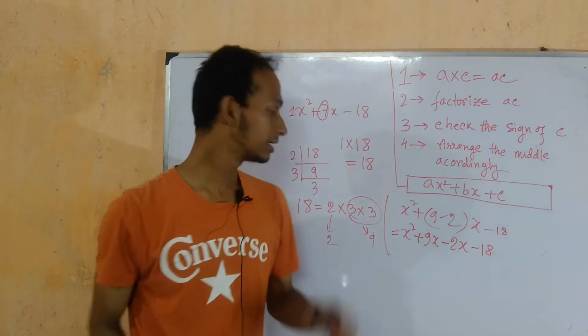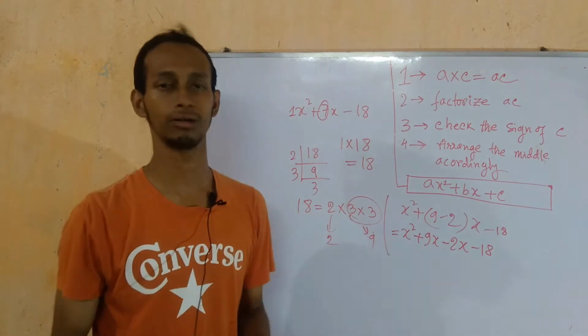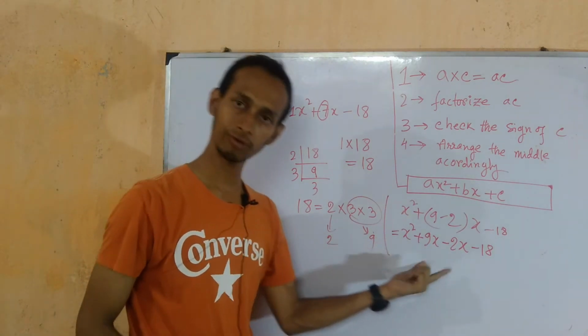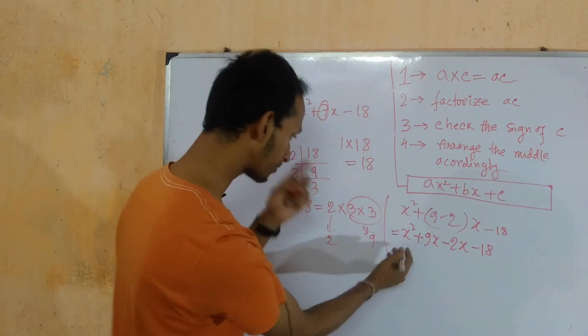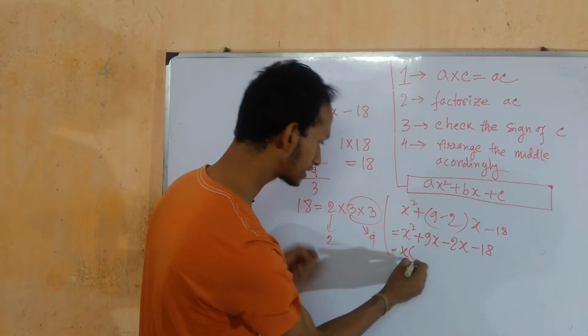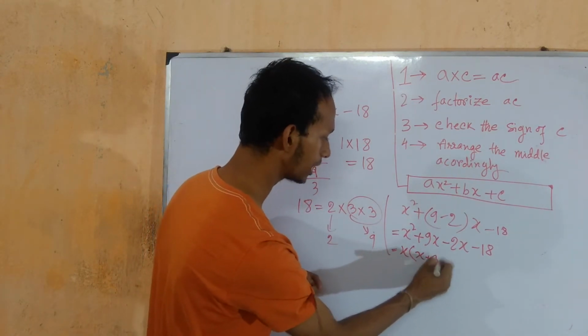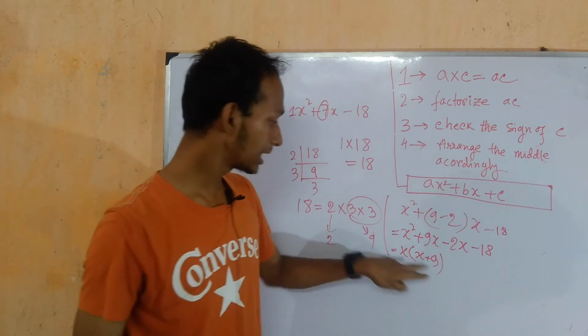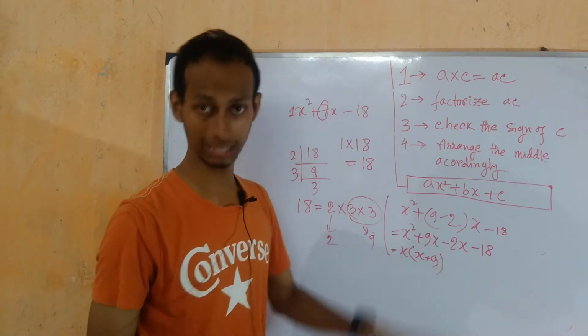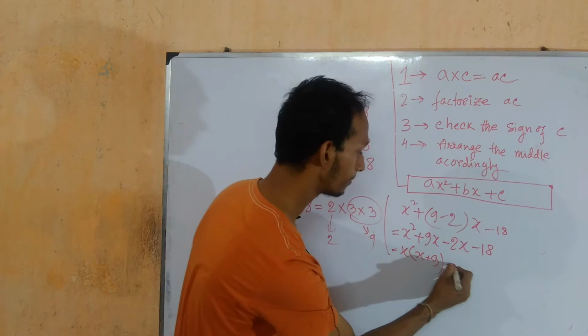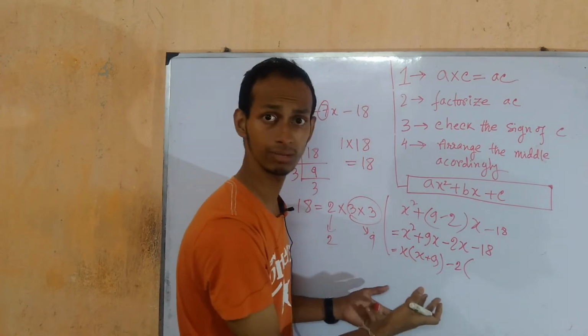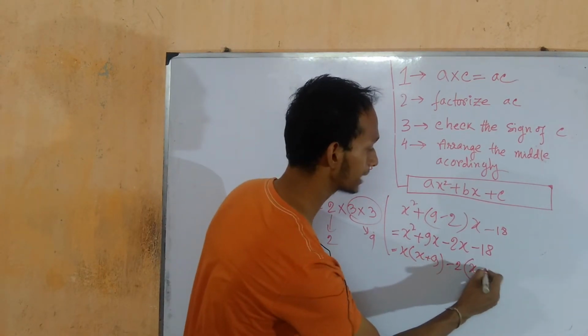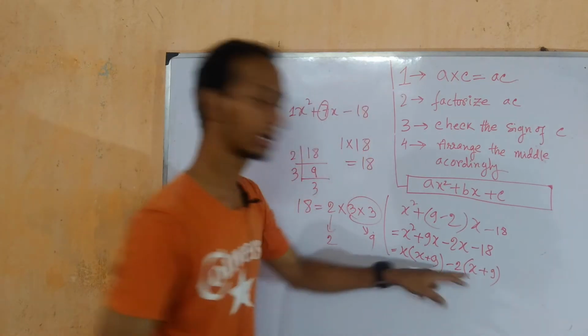No doubt. Then you just take common from the first two terms and from the second two. From the first two, what is common? Just check, x is common. So if I take x as common, then x plus 9 will be remaining. And from the last two, minus 2 is common. It is clearly visible, I think, to everybody. So x plus 9 will be remaining.